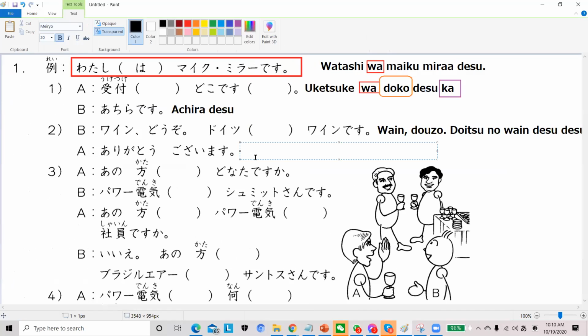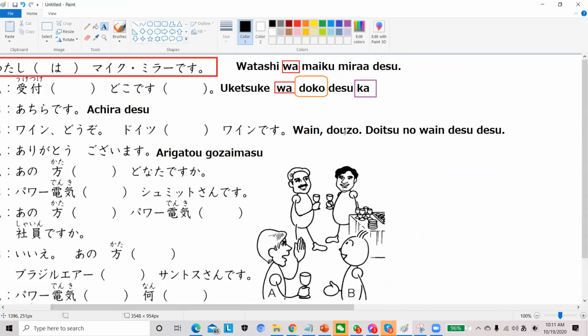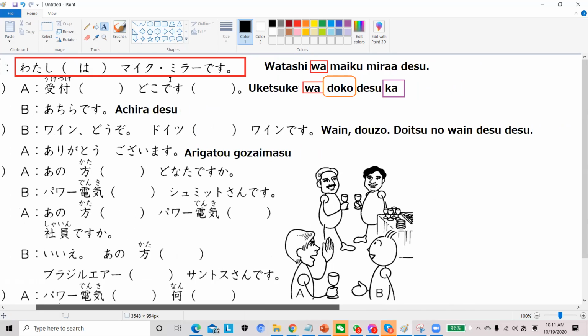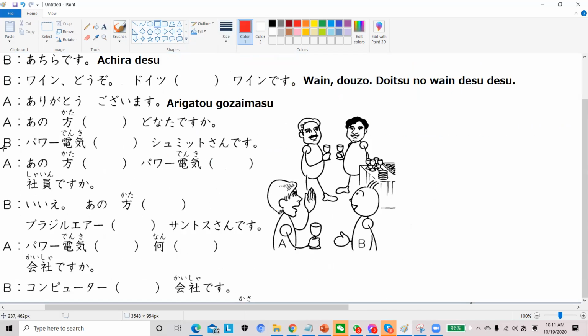Arigato gozaimasu. So once you offer that to someone, go ahead, this is a wine that is from Germany. That is a German wine. Oh, thank you very much. Okay, yoko de kimashita. Let's have number 3. Number 3, Kairin-chan. Can you try to read the sentence first?